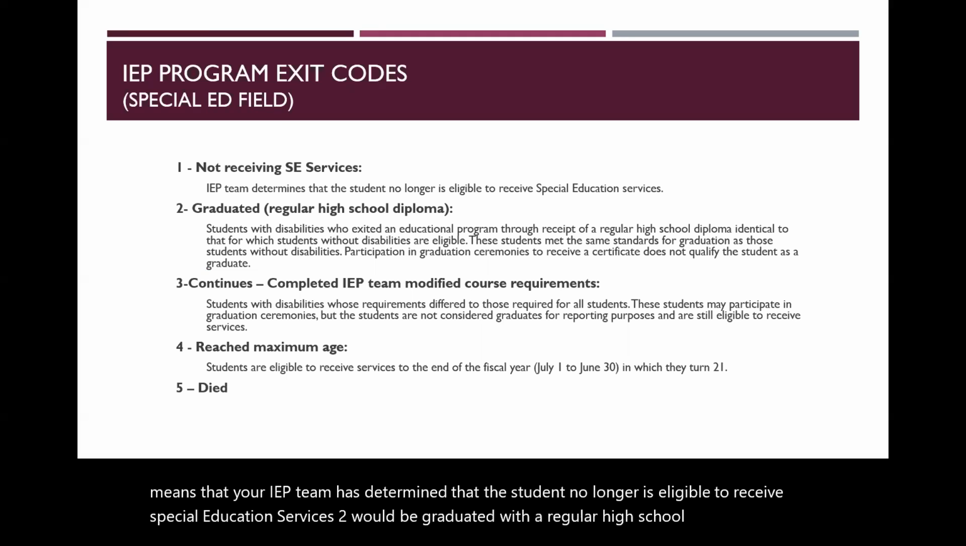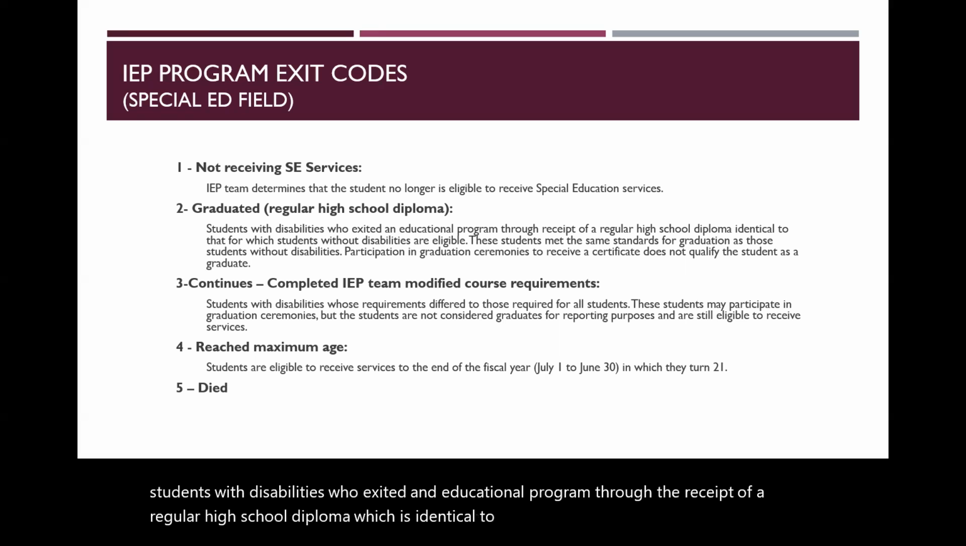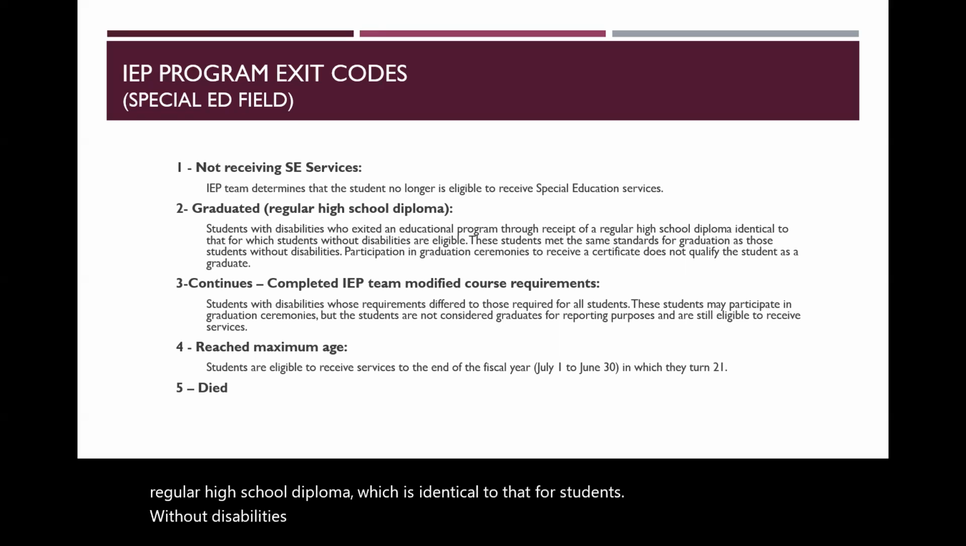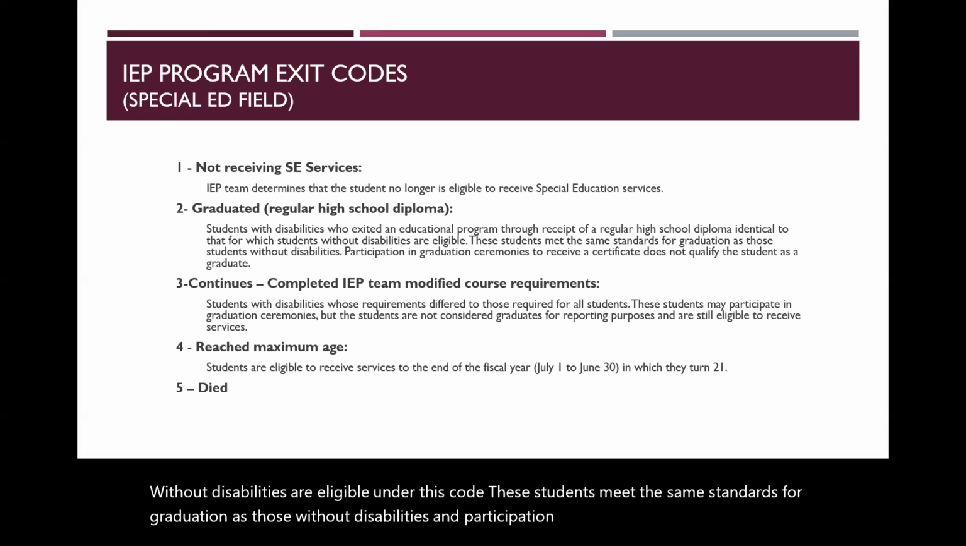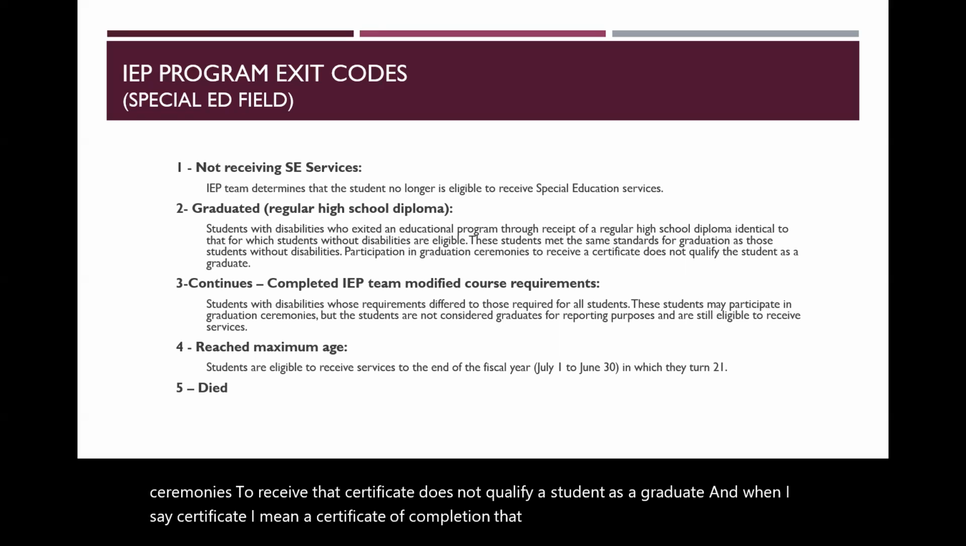Now, students with disabilities who exited an educational program through the receipt of a regular high school diploma, which is identical to that for students without disabilities, are eligible under this code. These students met the same standards for graduation as those without disabilities, and participation in graduation ceremonies to receive that certificate does not qualify a student as a graduate. And when I say certificate, I mean a certificate of completion that is issued by a district.